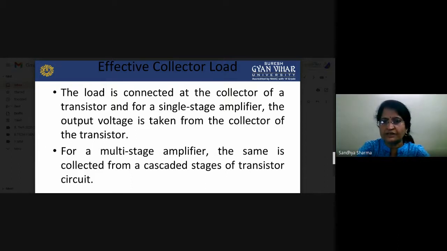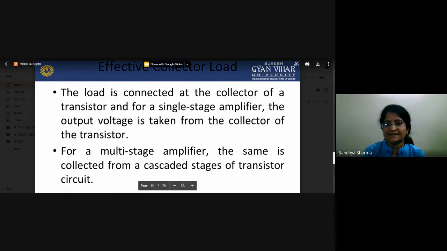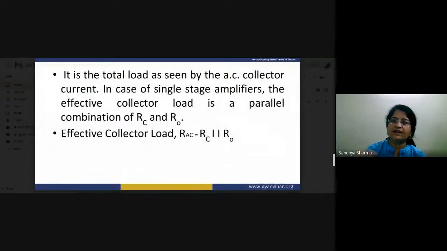Your effective collector load is the parallel combination of the output resistance RC of the emitter circuit plus whatever type of load you are applying at the output. So that is a multi-stage, a cascaded combination. At that time the effective load RAC is equal to RC parallel to R0.